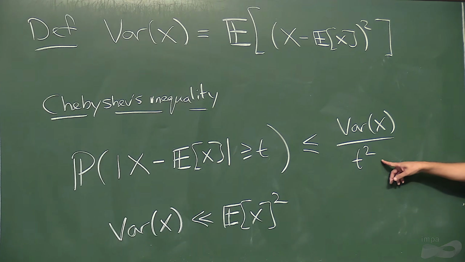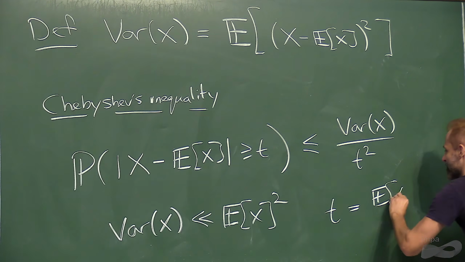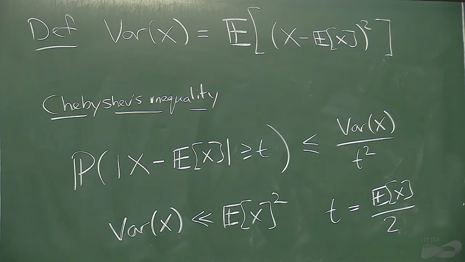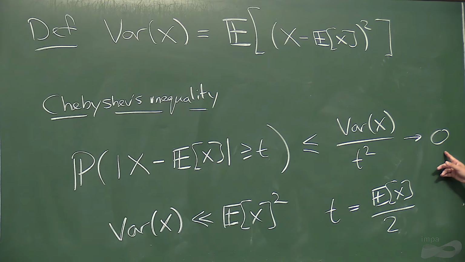And what does that mean? That means in this inequality, we can set t to be, say, the expectation of x over 2, and the right-hand side will tend to 0. So proving that the variance is much smaller than expectation squared is enough to tell us that with high probability, x is within a factor of 2 of its expectation. We've shown its expectation tends to infinity, so also the number of triangles tends to infinity. Okay? This is called the second moment method.